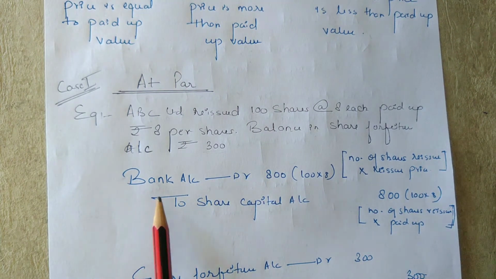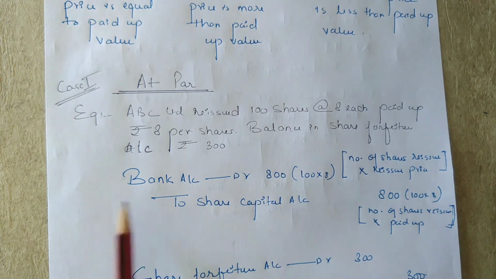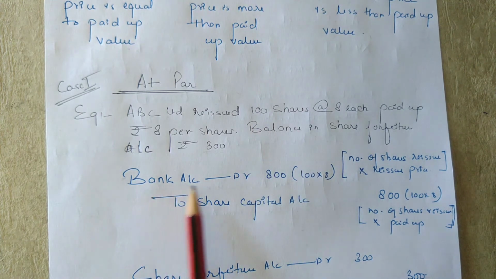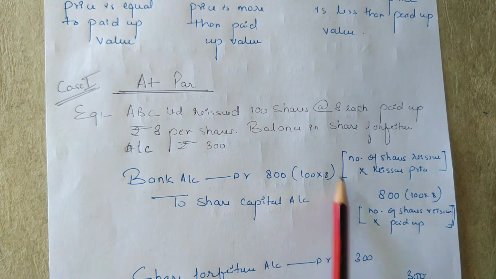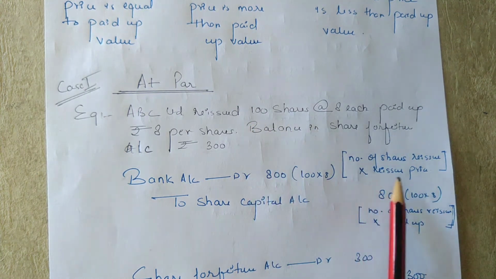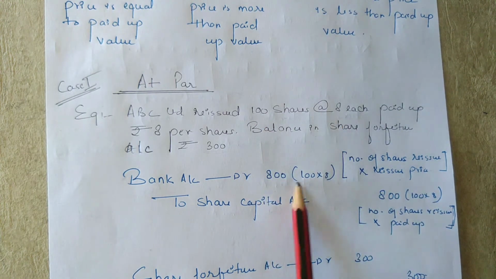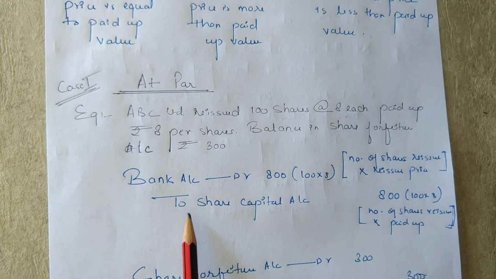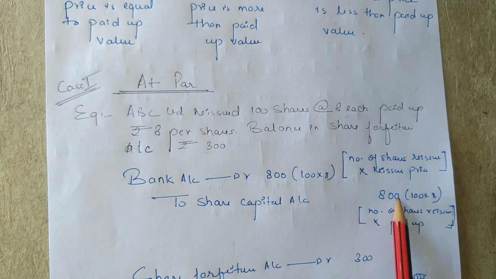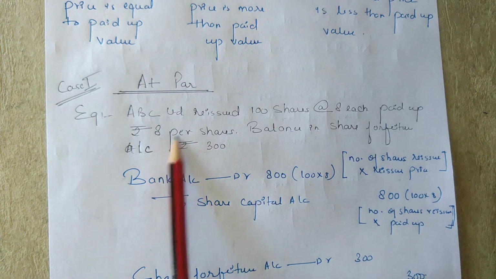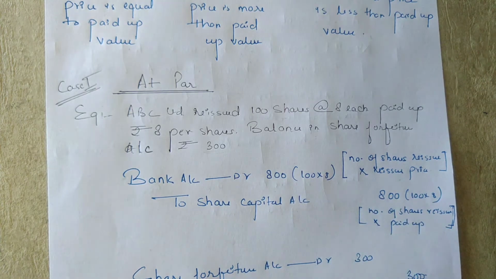So the entry will be bank account debit to share capital account. Bank has been debited as the amount has been received from reissue of shares. So bank will be debited with the amount 800, as number of shares reissued, that is 100 into reissue price, which is 8. So the amount will be 100 into 8, 800. And the amount is transferred to share capital account and share capital account will be credited with the amount 800 as number of shares reissue is 100 into paid up value, that is 8. So 100 into 8, 800.